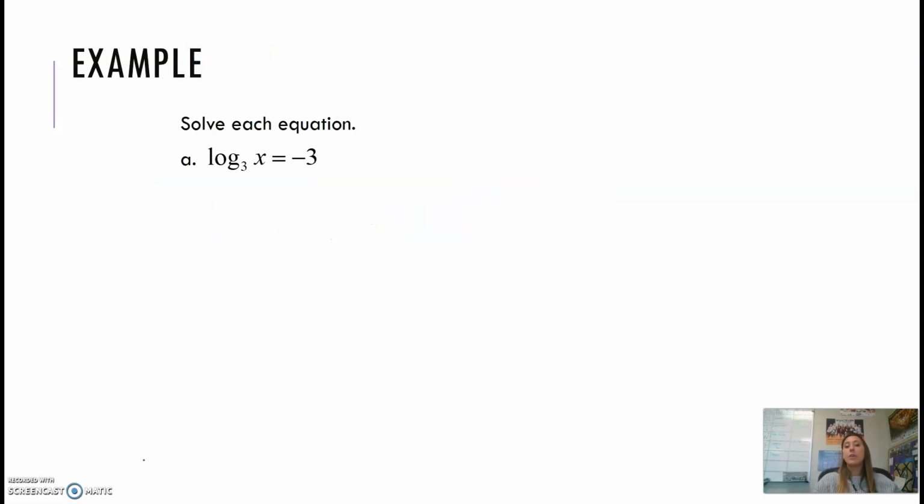So when we solve an equation, we have log base 3 of x is equal to negative 3. We're going to rewrite it as an exponential, so now we need to solve for x. Well, then we just do this. So x is equal to 3 to the negative third. We can't have negative exponents, so we make it positive by moving it down to the denominator, and we end up with x is equal to 1 over 27.